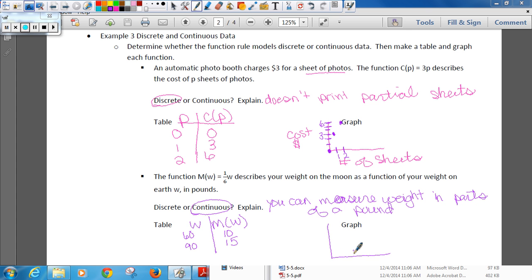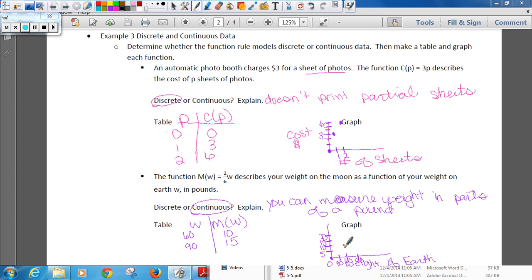W, my input, is my weight here on Earth. And we went from 60 to 90. I'm going to go by 30s. 30, 60, 90, and so on. Going up then, it was 10, 15, and so on. So I'm going to go by 5s. 5, 10, 15, 20. And then we graph our points.